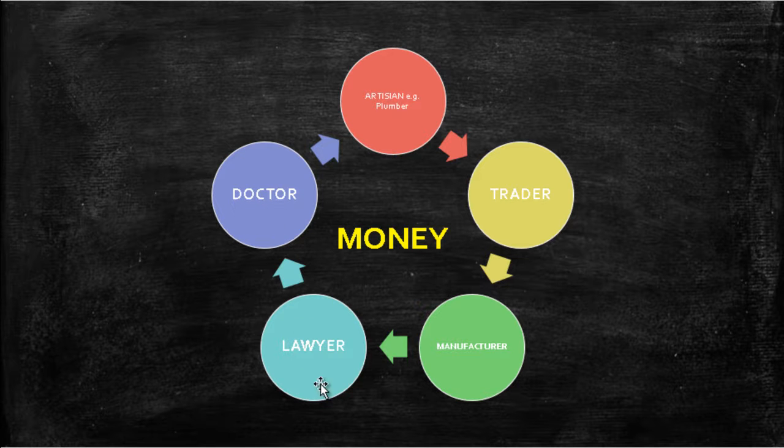So money runs in a circle, and in all these things, each of these individuals are either exchanging services or goods. The lawyer is exchanging his or her expertise as a legal professional for money. The doctor is exchanging his or her expertise for money. The artisan, his skill for money. The trader, his goods for money. The manufacturer, his goods for money. Name it. We all need money. So for you to make money, you must be ready to sell something or offer a service.